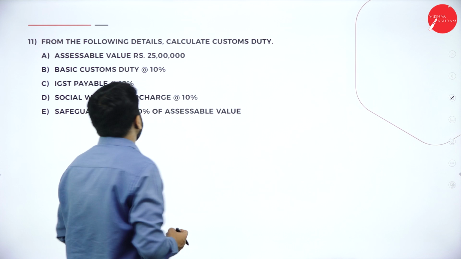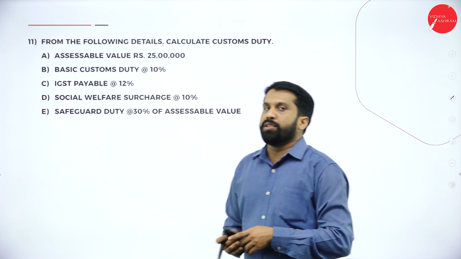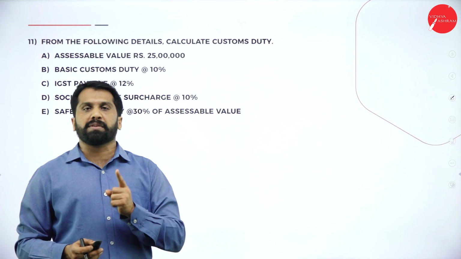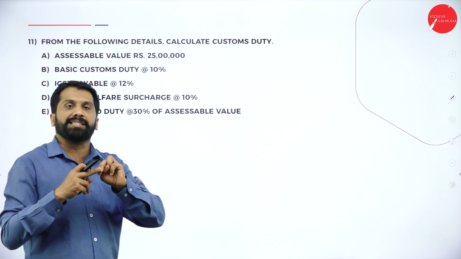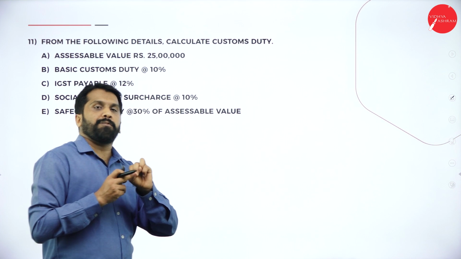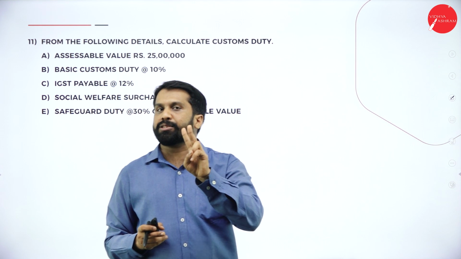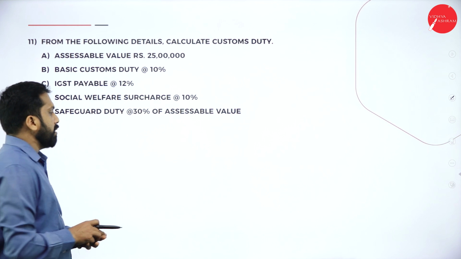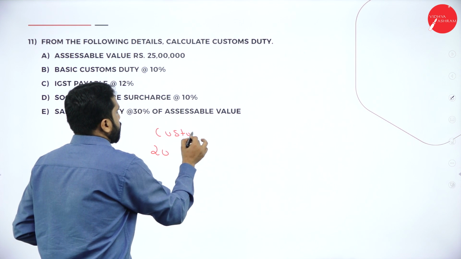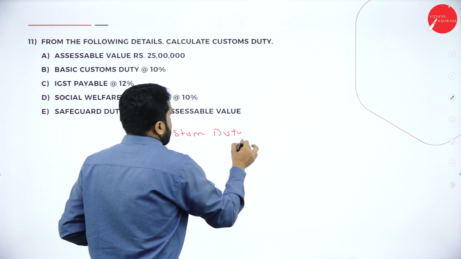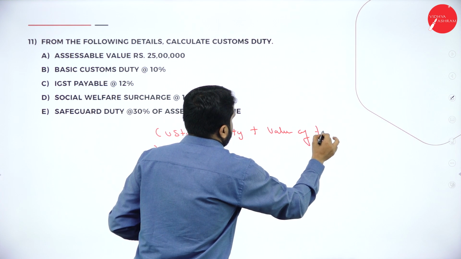And the next thing, from the following details, calculate customs duty. Remember, 90% of the question paper is covered with only two things. One is customs duty, another one is taxable value of supply, or value of taxable supply. If you are good in these two topics, you can score 80 out of 80. How? You will get 120 marks question. I am talking about customs duty as well as value of taxable supply.